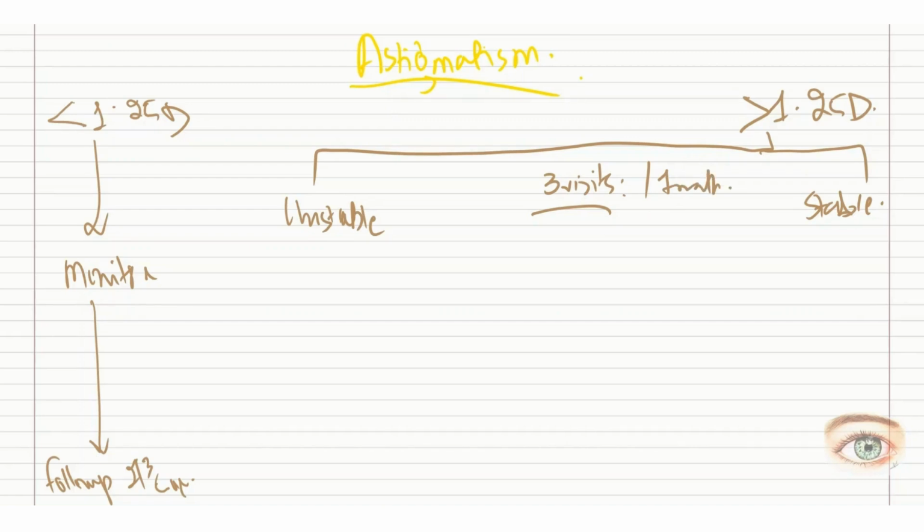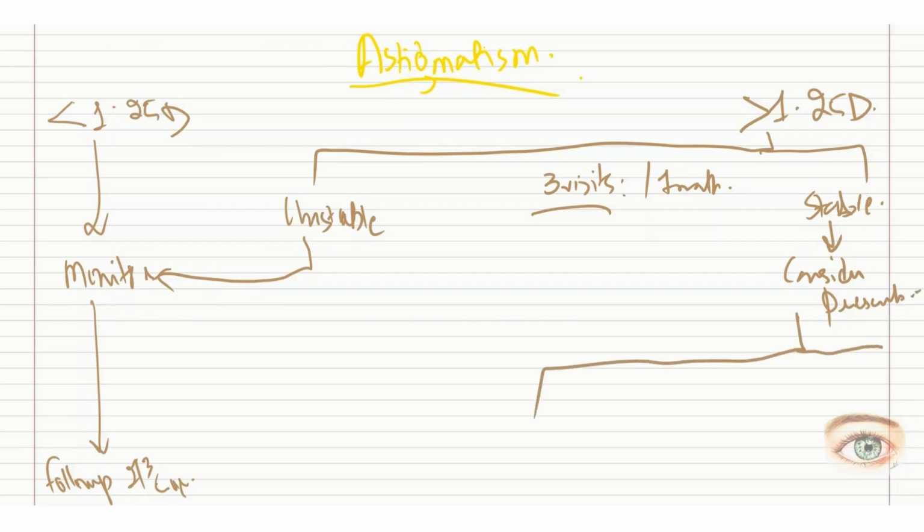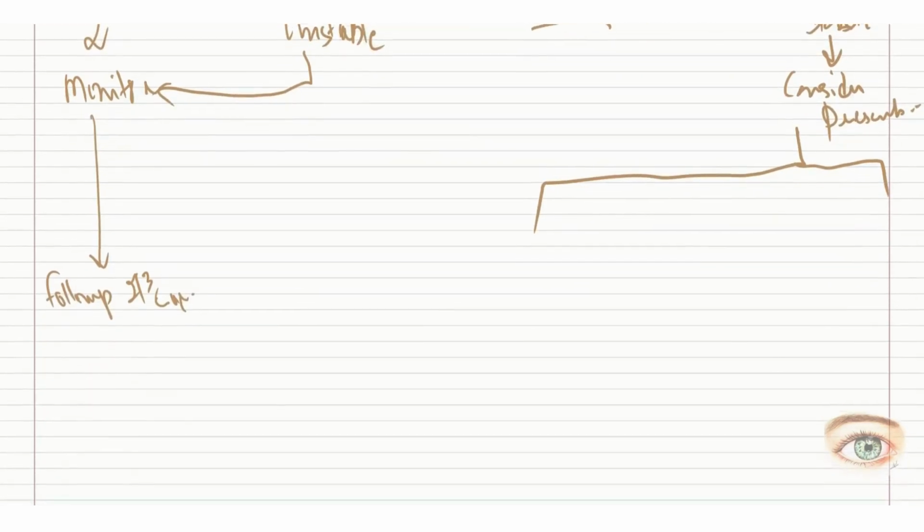If the astigmatism is unstable, you are going to monitor and it will have a follow-up at the age of 2 to 3 years and 5 years. However, if the astigmatism is stable, you will consider prescribing, right? So, if the astigmatism is stable, you have to divide the patient according to age.